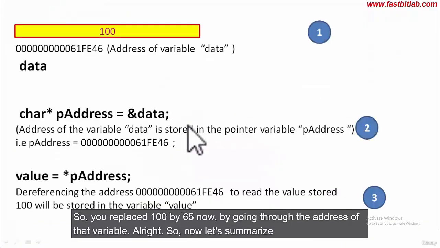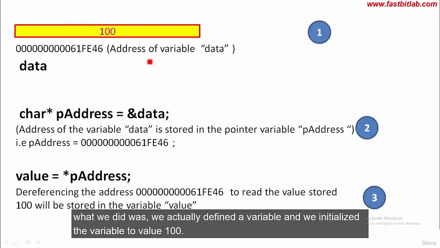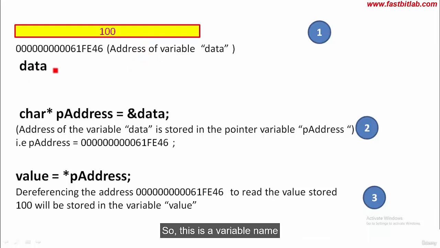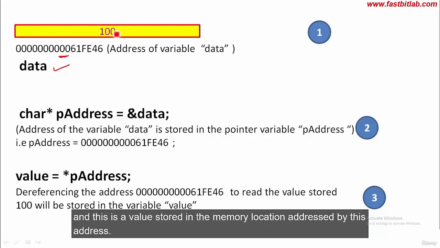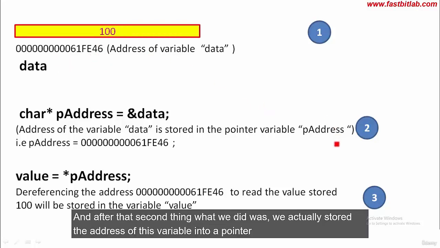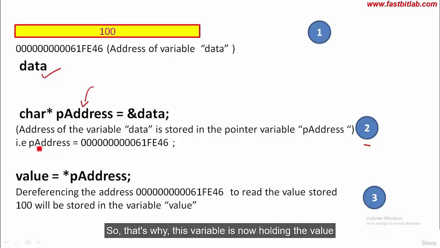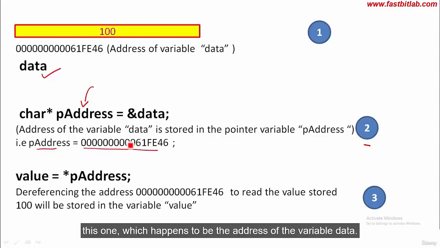Alright, so now let's summarize what we just did in this exercise. So first what we did was we actually defined a variable and we initialized the variable to value 100. So this is a variable name and this is the address of the variable and this is the value stored in the memory location addressed by this address. So that is 100, right? And after that, second thing what we did was we actually stored the address of this variable into a pointer variable called p_address. So that's why this variable is now holding the value, this one, which happens to be the address of the variable data.